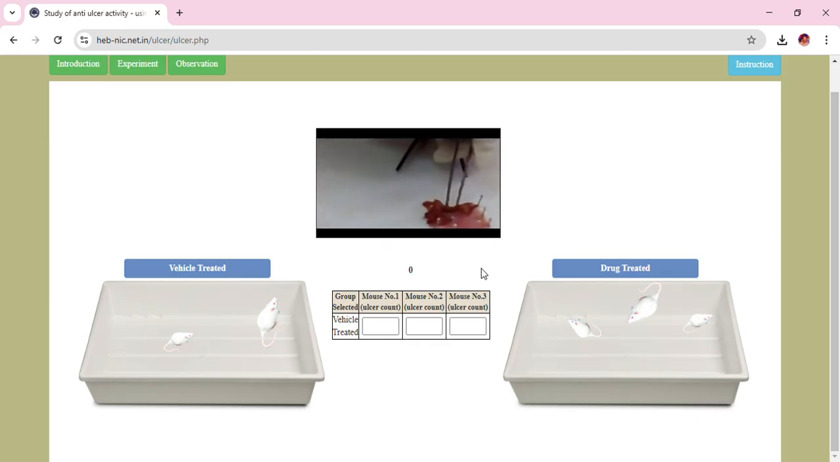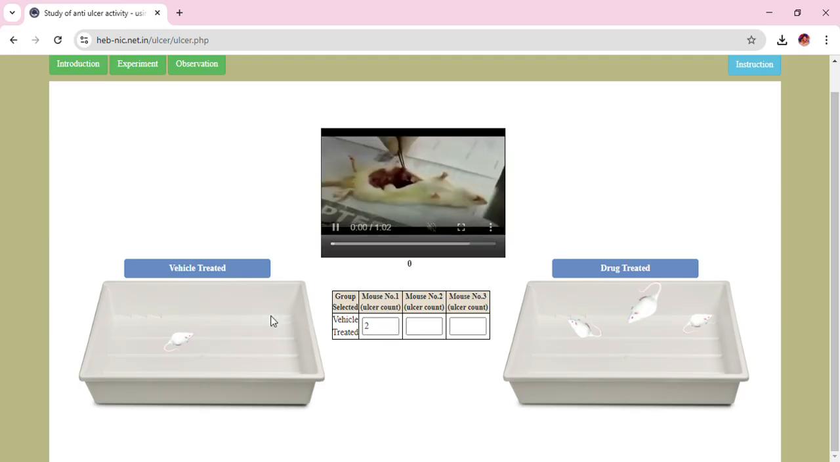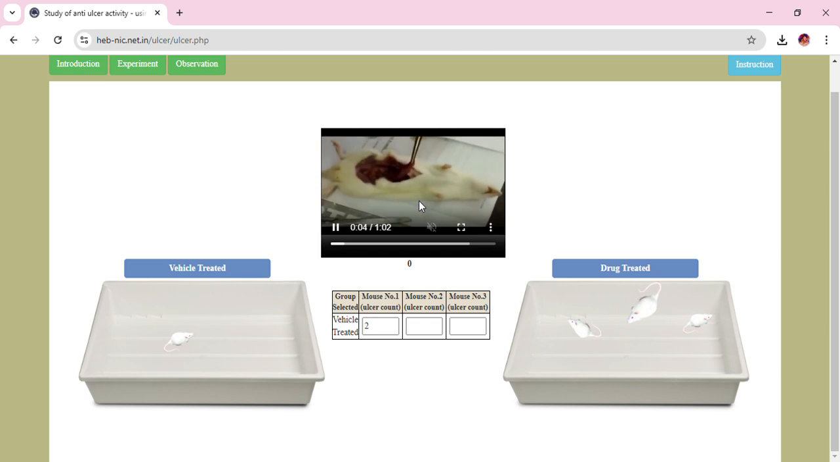So how can we count the ulcers? Here you can see there are two red patches on the mucosal lining of the stomach. So the first mouse has an ulcer count of 2. In the same way, we move towards the second animal.